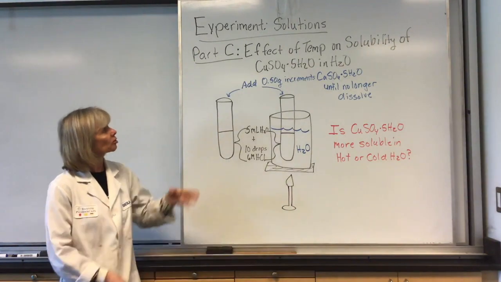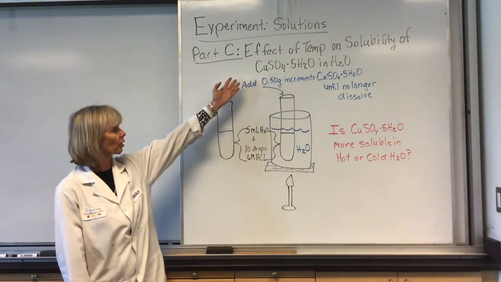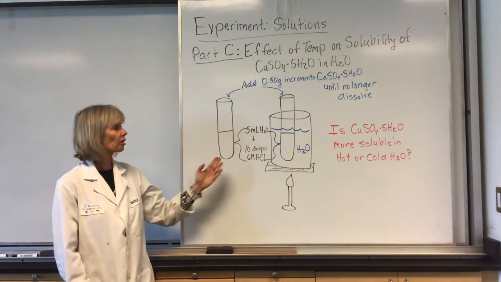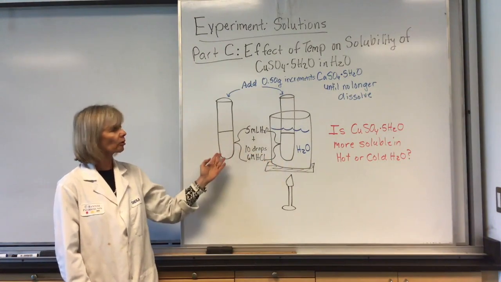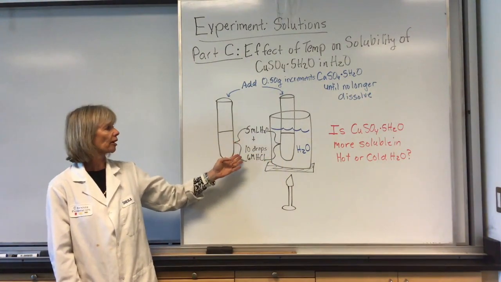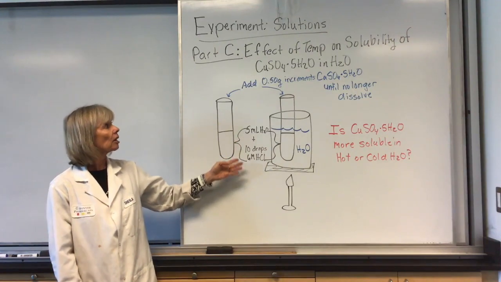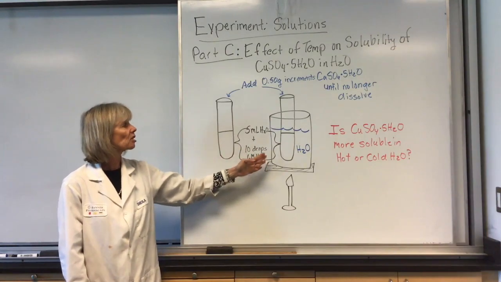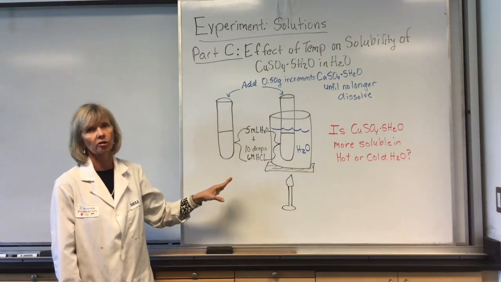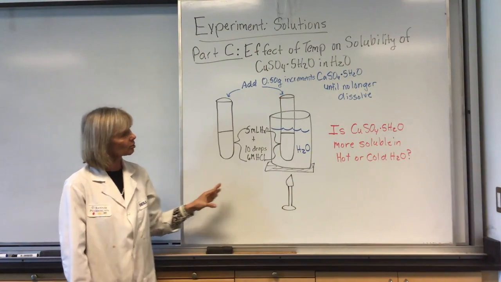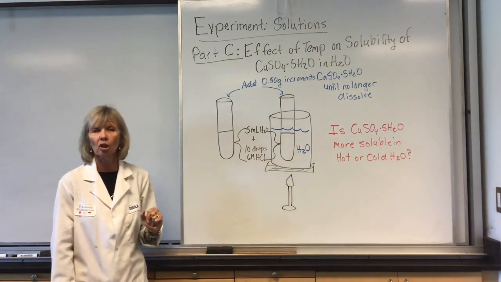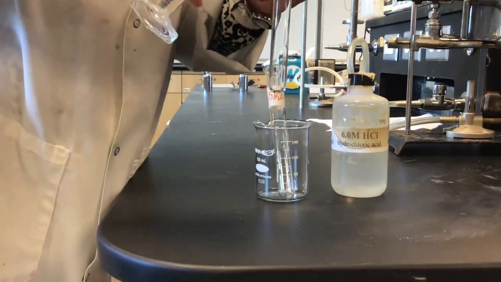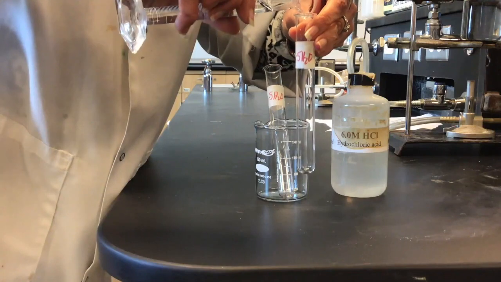The solid we're going to be using here is copper sulfate pentahydrate. What you'll be doing is you'll have 2 test tubes. One will be at room temperature, the other will be heated in a water bath. They will both contain 5 milliliters of deionized water and 10 drops of hydrochloric acid. You'll be adding 0.5 grams of copper sulfate pentahydrate to both the test tubes. You will keep adding it until it no longer dissolves. And then what you're trying to determine is, is copper sulfate pentahydrate more soluble in room temperature water or in hot water? I am now adding 5 milliliters of DI water to both of my test tubes.